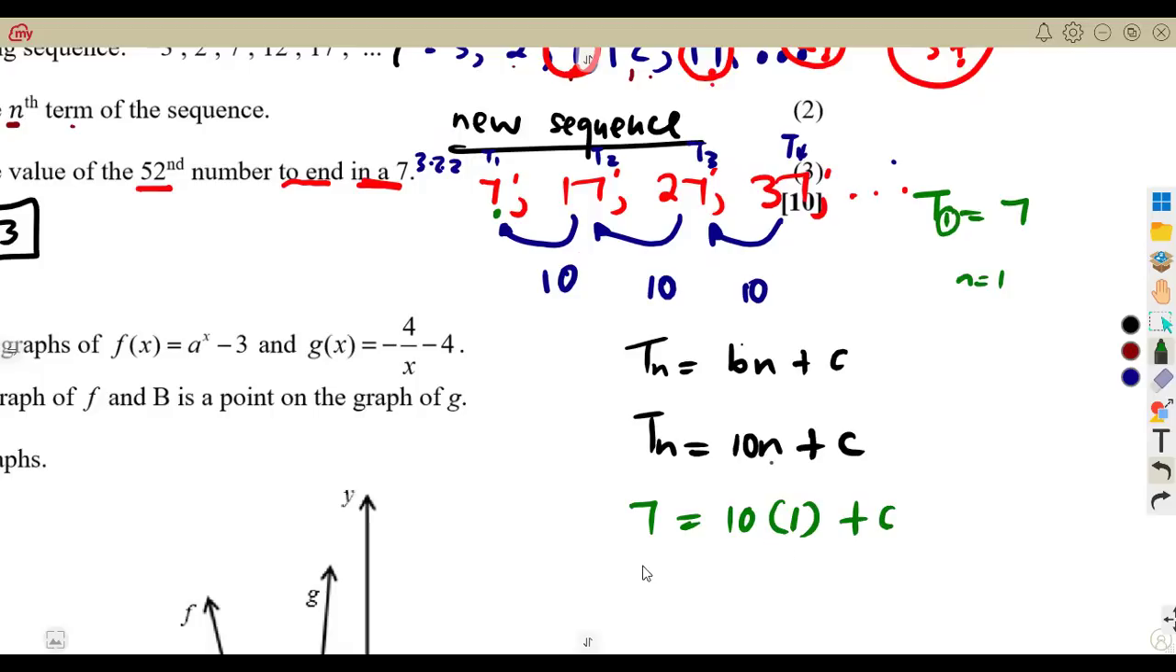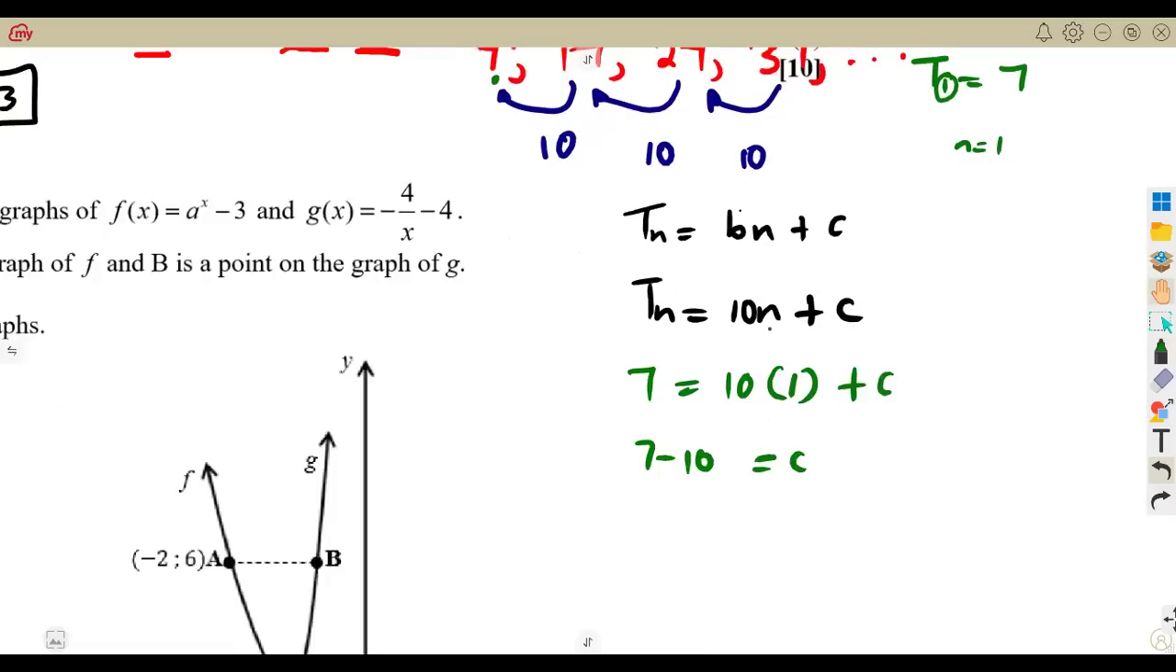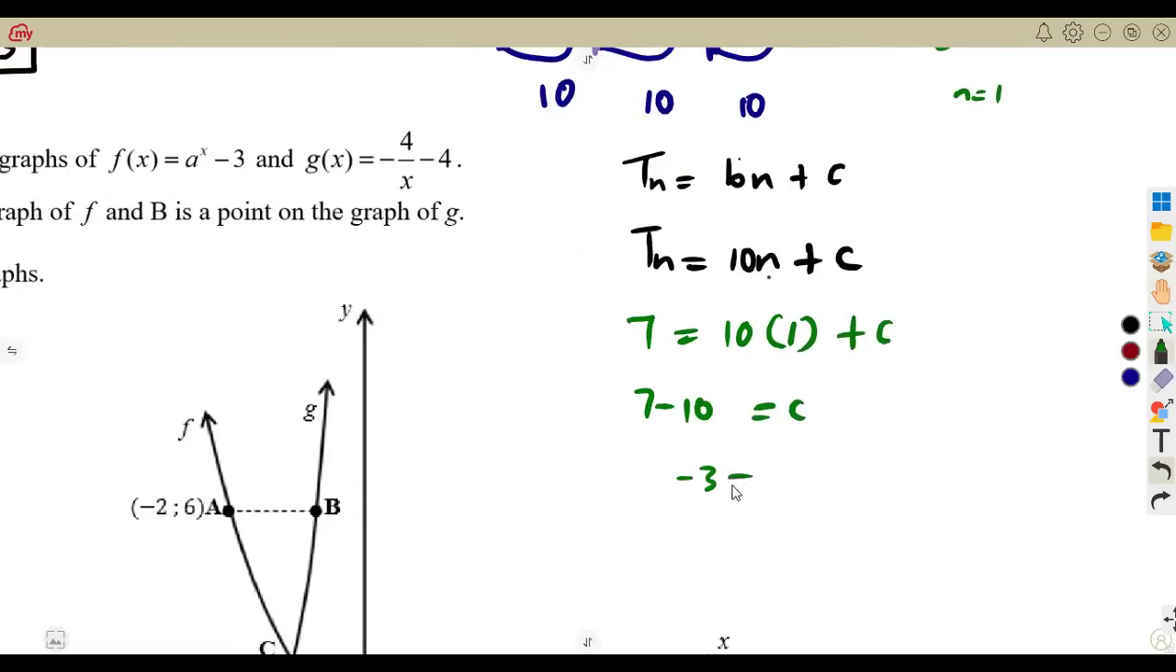10 times 1, that's 10. Take it to the other side, that's a minus, which is equal to C. So 7 minus 10, that's minus 3, which will give us C. So therefore, Tn of this sequence is given as 10n minus, remember, that's plus and minus, so it's going to be minus 3 like that.